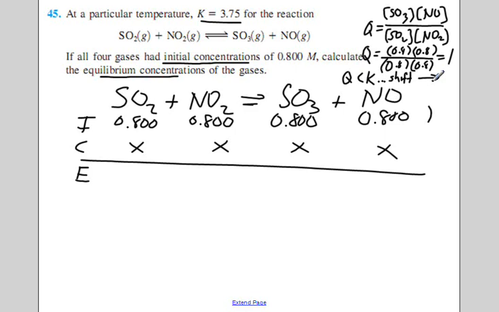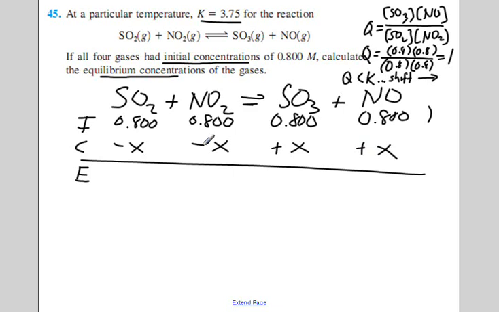With that understanding, go to your change line and put in your pluses and minuses. If we're shifting to the right, which side is going to increase? Which side is going to have pluses on it? It'll be the right side. So plus, plus. And the only way to get more products would be to lose reactants.